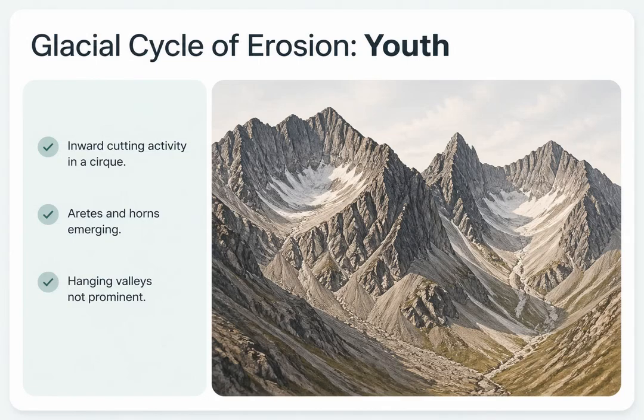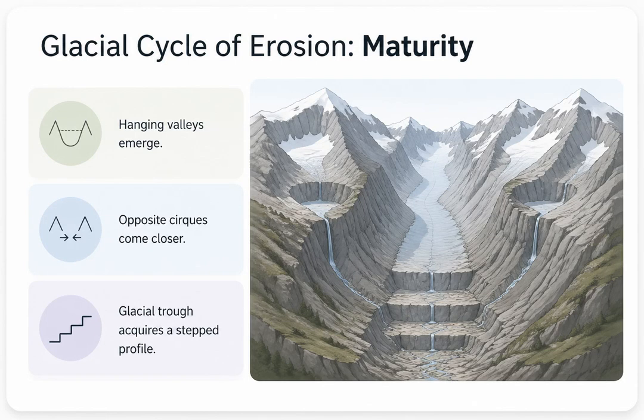Just like rivers, glaciers go through a cycle of erosion. In the youth stage, the landscape is marked by the inward cutting activity of ice in a cirque. Aretes and horns are just beginning to emerge as the ice carves into the rock, but hanging valleys are not yet prominent. Moving into the maturity stage, the landscape becomes much more dramatic.